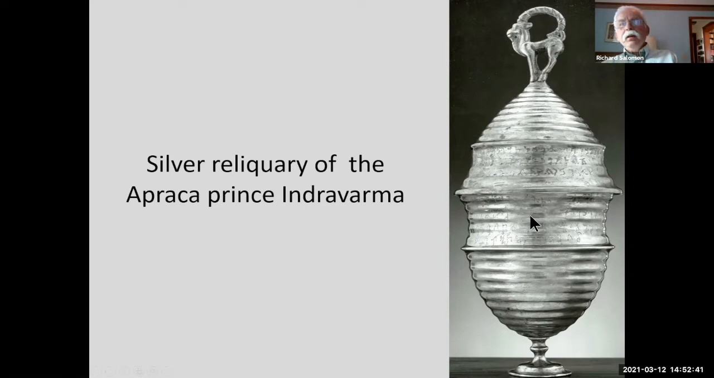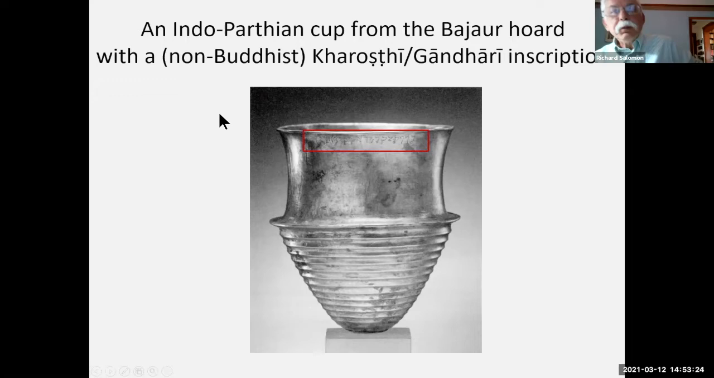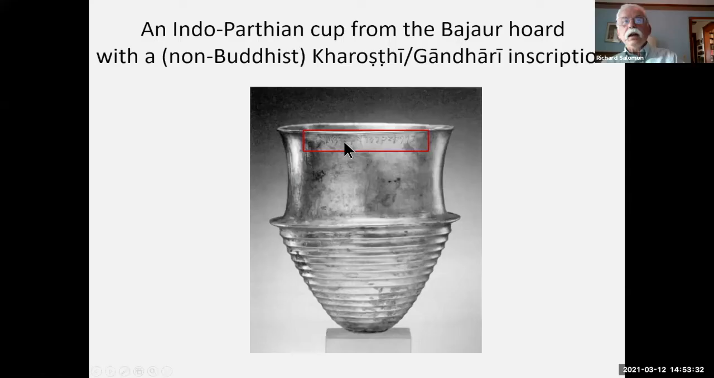But where is this vessel coming from? Well, if you just look at the bottom half, we'll worry about the top half later, and then look at this. This is an Indo-Parthian cup. That is a cup from the Indo-Parthian period, which is vaguely dated to, let's say, the first half of the first century CE, from a huge hoard of silverware of this period from Bajaur. And it contains an inscription, but it's not a Buddhist inscription. This is not a Buddhist object. The inscription simply records the name of the owner and the weight of the object. So it's kind of a property marking inscription.